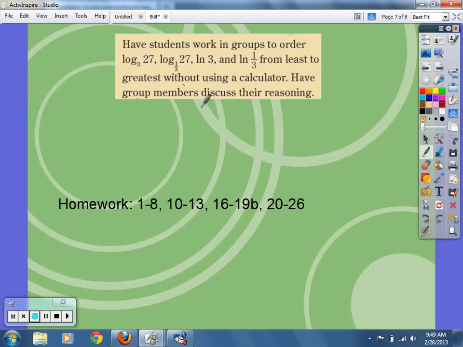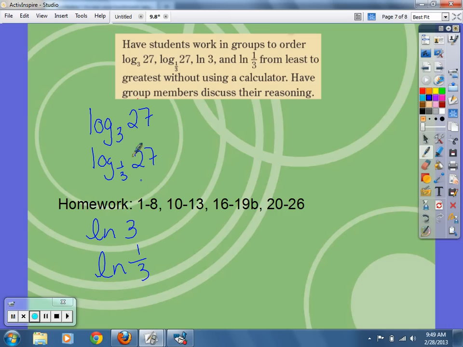Next thing, they want us to put these in order without using a calculator. Log base 3 of 27. Log base 1/3 of 27. Natural log of 3. Natural log of 1/3. What I suggest you do is change these all to exponents. 3 to the x equals 27. 1/3 to the x equals 27. E to the x equals 3. And e to the x equals 1/3.